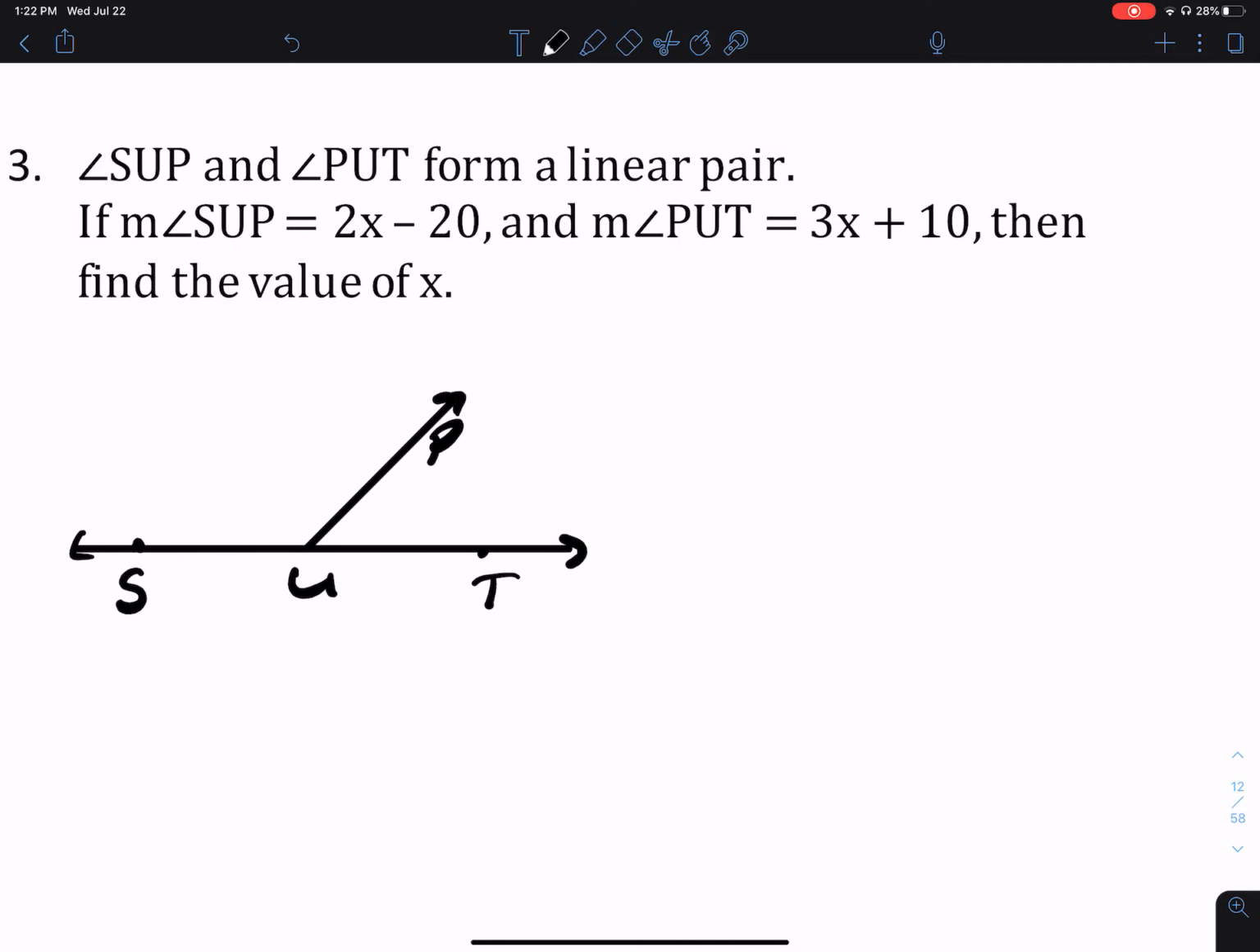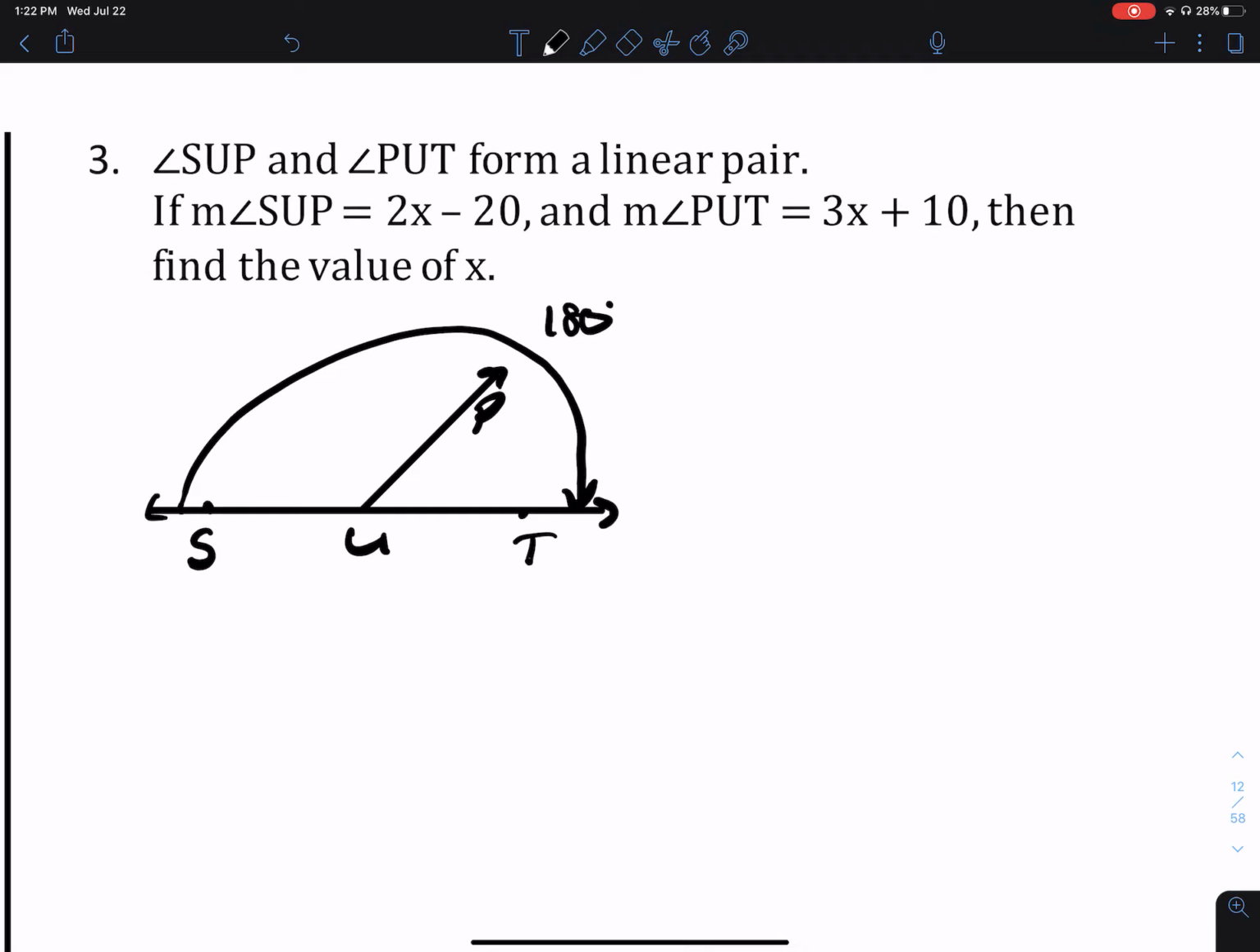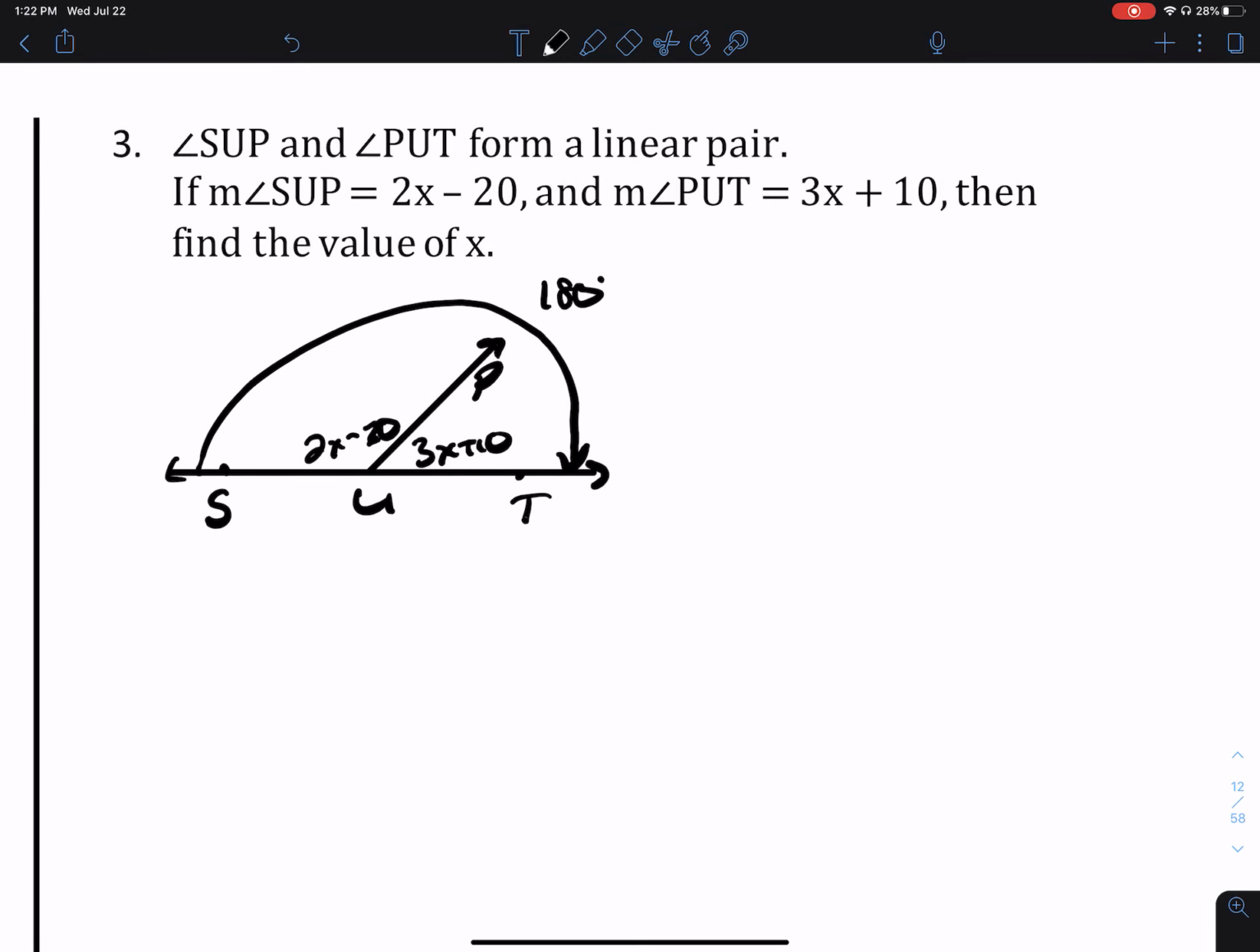Now I know, according to the supplement theorem on the previous page, that a linear pair is always going to be supplementary, adds up to 180. Measure of angle SUP is 2x minus 20. Measure of angle PUT is 3x plus 10. Find the value of x.